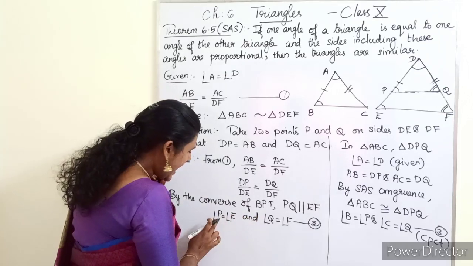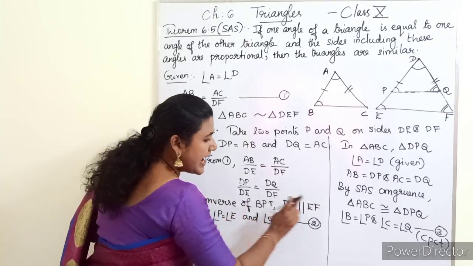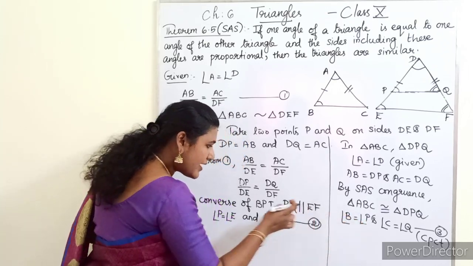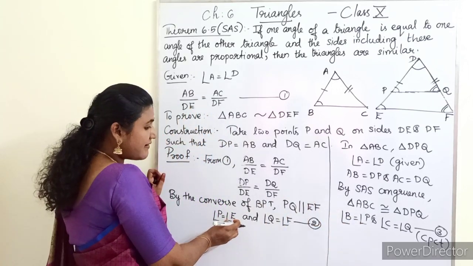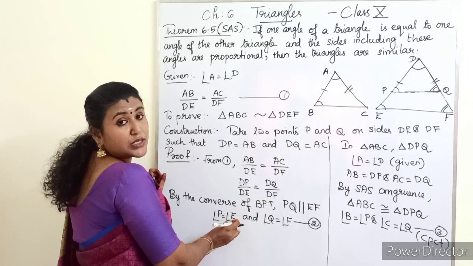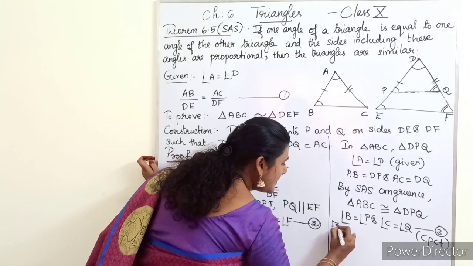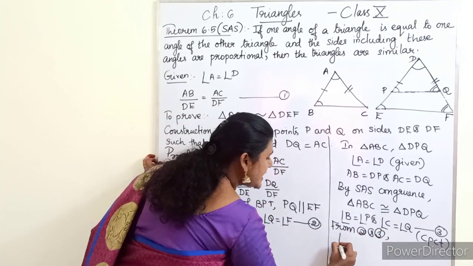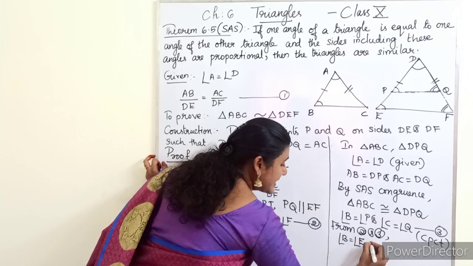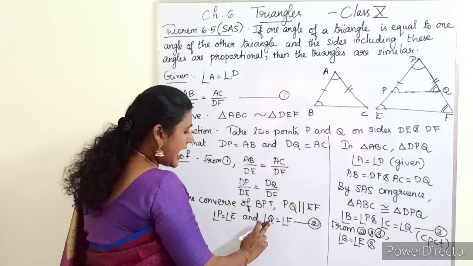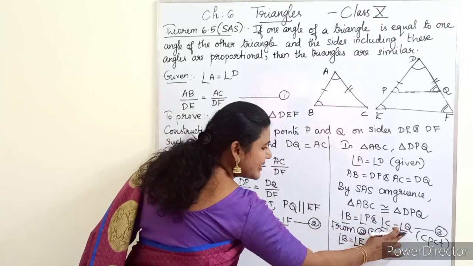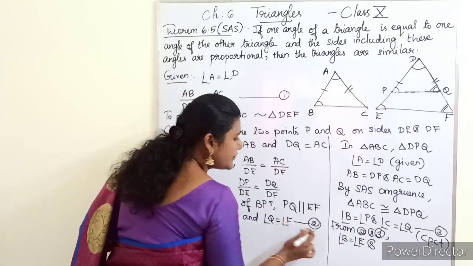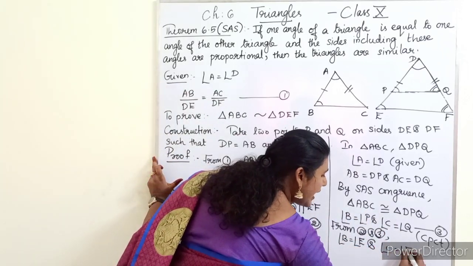You see here angle P is equal to angle E, and here in the third equation we have angle P is equal to angle B. So from equation 2 and 3, what can we write? Angle B is equal to angle E. And similarly, the other condition, angle Q is equal to angle F, and here we got angle Q is equal to angle C. So from these two conditions, we can write angle C is equal to angle F.